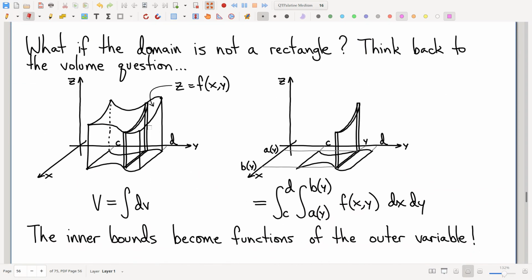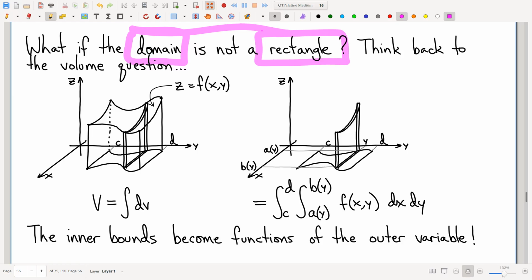So, new concept that we have to worry about now. This is a potentially difficult situation. Everything we've done so far, the domain that we were looking at was a rectangle. We've only talked about rectangular domains.